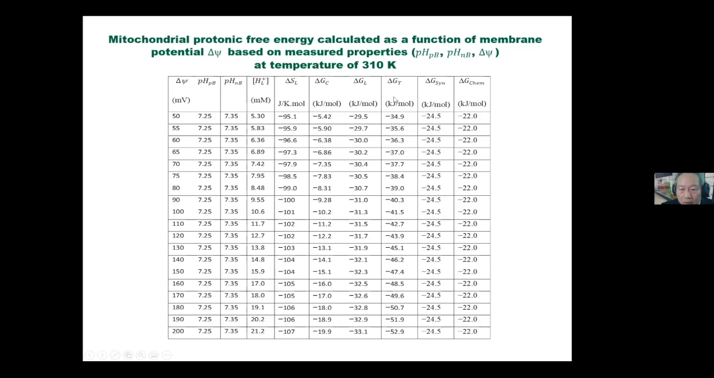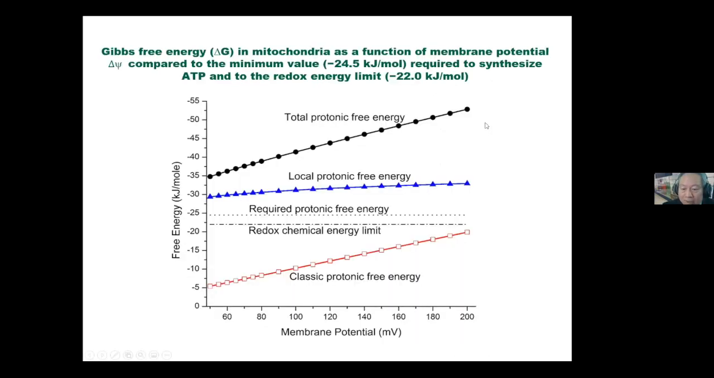This is the classic, the total is this. That's how much is needed for making ATP. That's your chemical limit, because the requirement is higher than the chemical energy. Chemical energy cannot explain ATP making in your body, okay? That's basically what that is. So that's how the plot is, okay? That's your classic in your mitochondria from membrane potential in your body, from 60 to 200 milliwatts. And that's your classic proton free energy. That's how much you require. So the classic calculation really cannot explain how a mitochondria makes ATP.